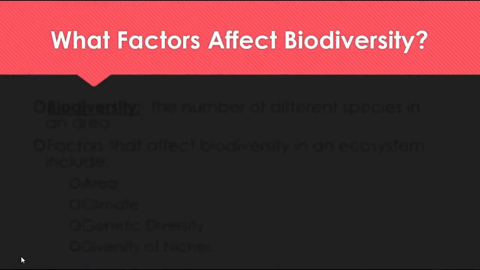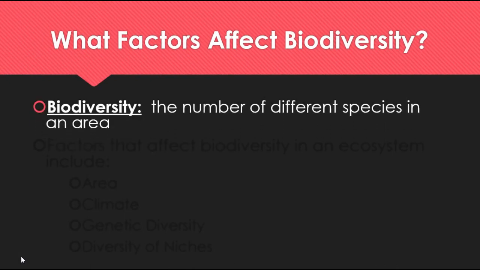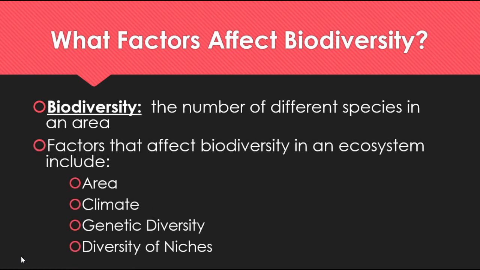And since the groups can no longer reproduce with one another, they are considered different species. So what factors affect biodiversity? Well, biodiversity is the number of different species in an area. And the factors that affect biodiversity in an ecosystem include area, climate, genetic diversity, and diversity of niches.